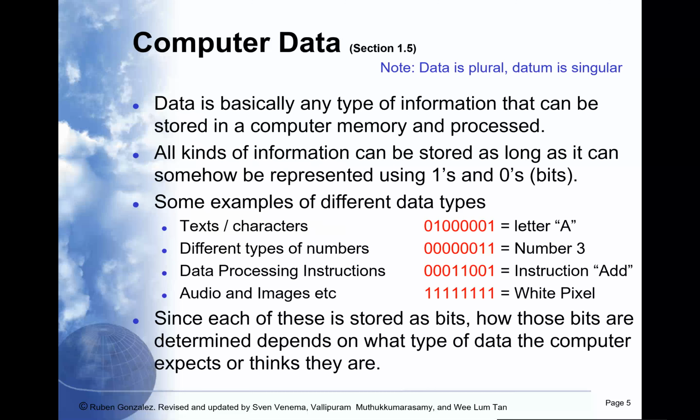Okay. So some examples of different data types. And by the way, when we talk about these ones and zeros, there's an electrical equivalent to this, right?